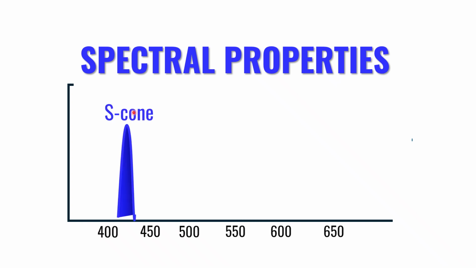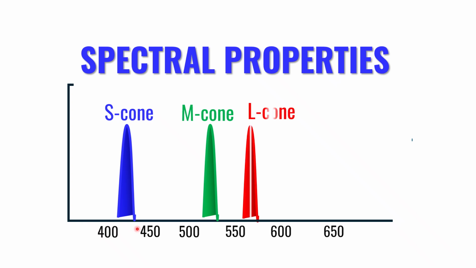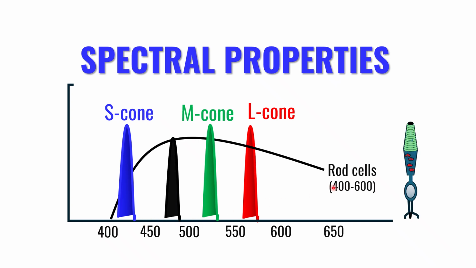S cone cells absorb maximum light in the blue region. M cone absorbs maximum light in the green region, whereas red cone cells absorb maximum light in the red region, whereas the rod cells' lambda max lies between 400 to 600 nanometer. The other distinction is in the number of these cells. Rod cells are numerous, they are much higher in number as compared to cone cells in the human retina.